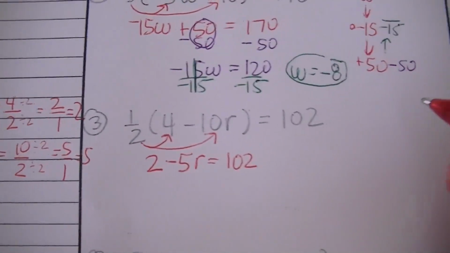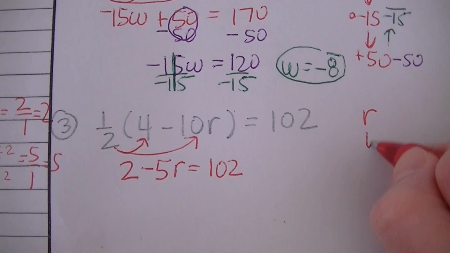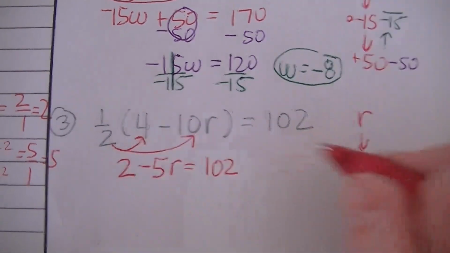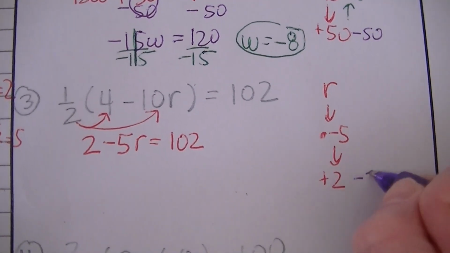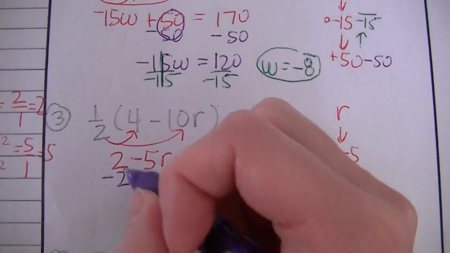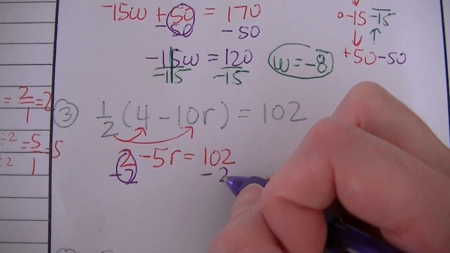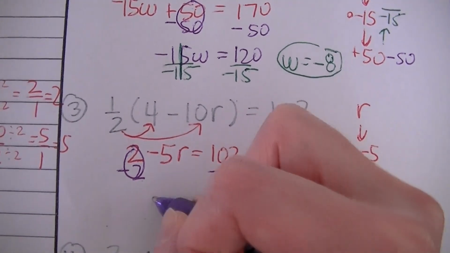Okay, now go ahead and build it. They started with r, then they multiplied it by -5, and then we added 2. Okay, inverse operation of adding 2 is to subtract 2. So you're going to want to do that to both sides of that equal sign. 2 take away 2 is 0. 102 take away 2 is 100. Bring down your equal sign and bring down your -5r.